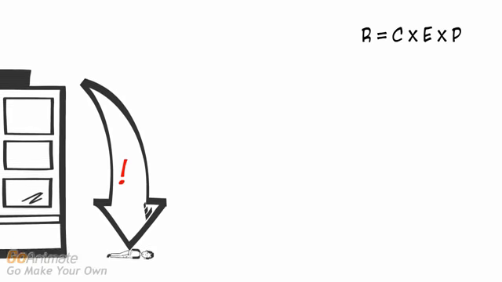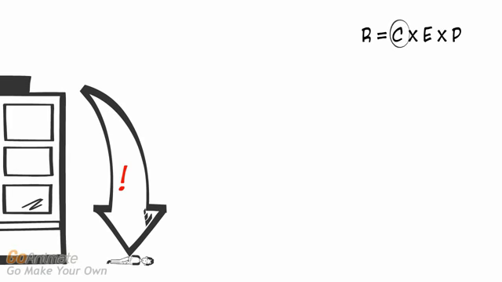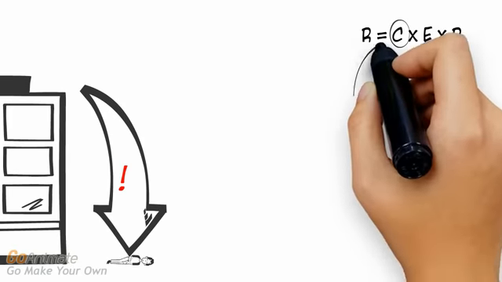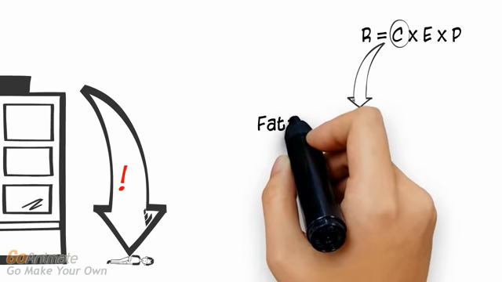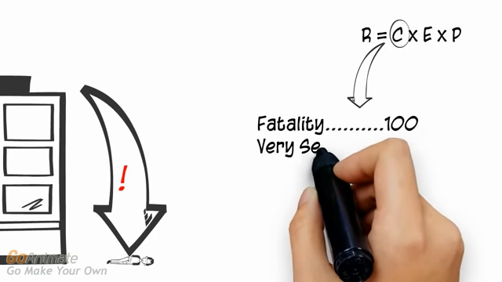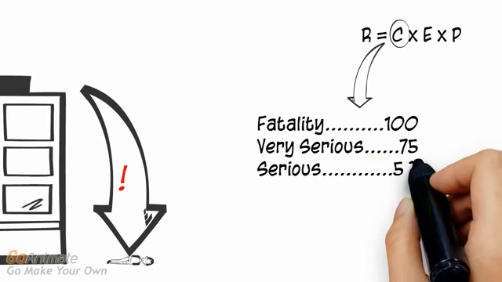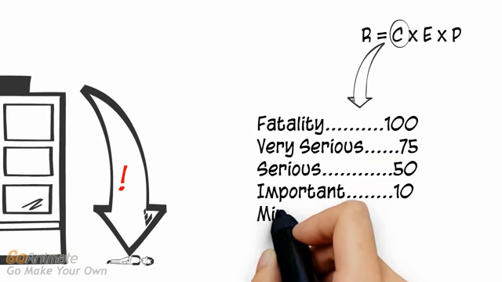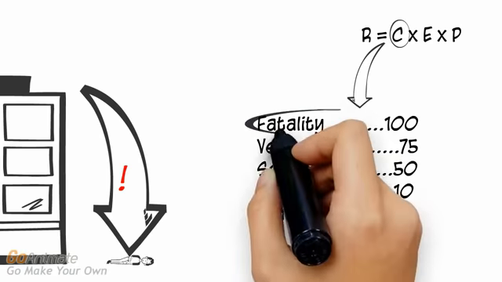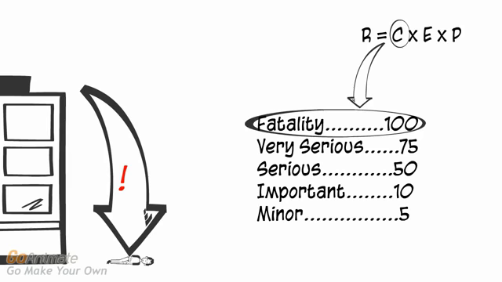Now let's take a look at each part of the equation in detail. C represents the possible consequence or severity of injury or disease. C is first expressed in words and then assigned a numeric value. Referring back to our scenario, the most severe possible consequence of falling off of the roof is fatality. The assigned numeric value associated with a fatality is 100.